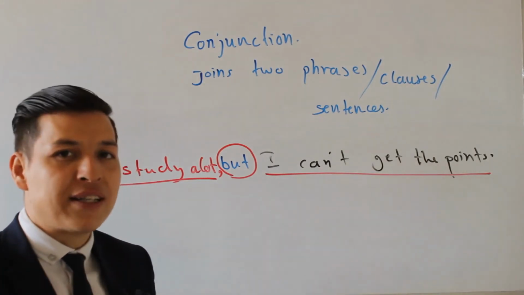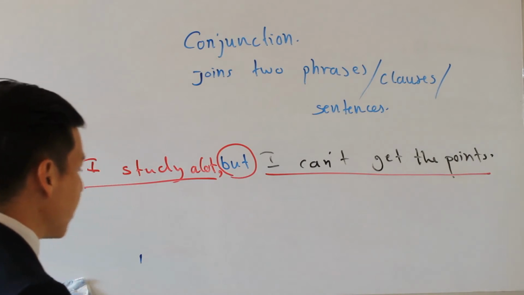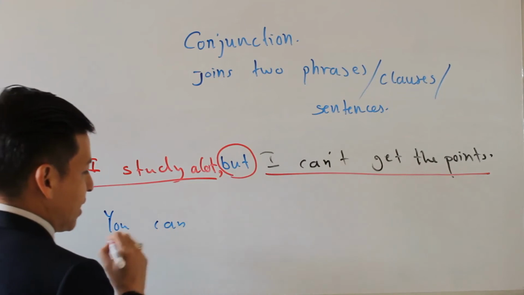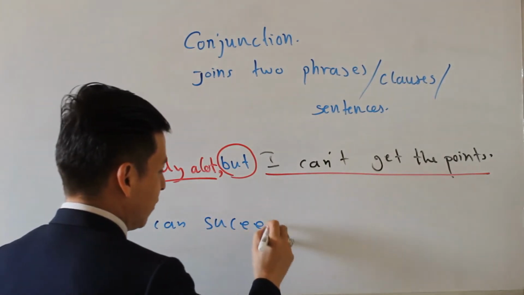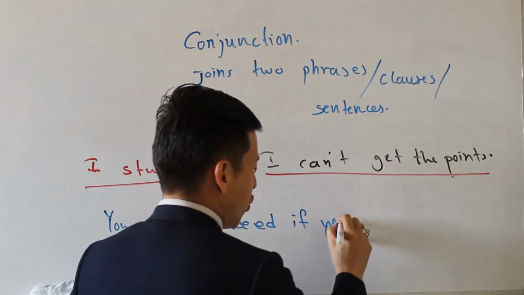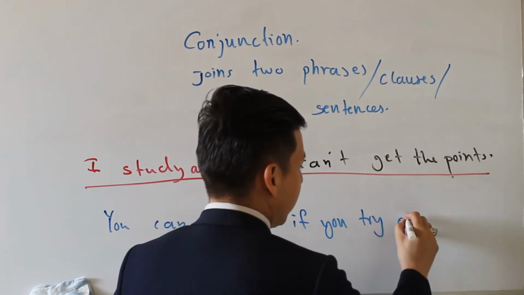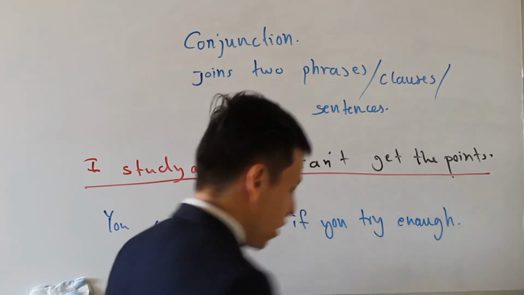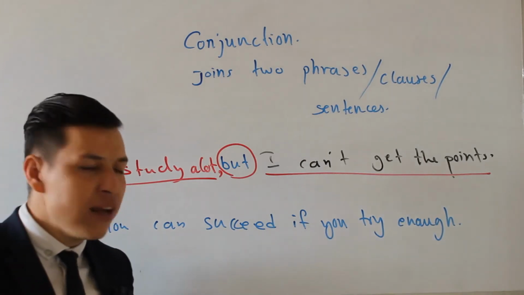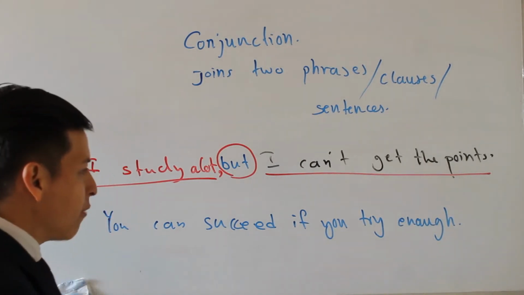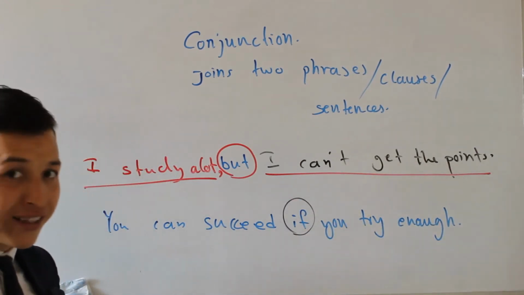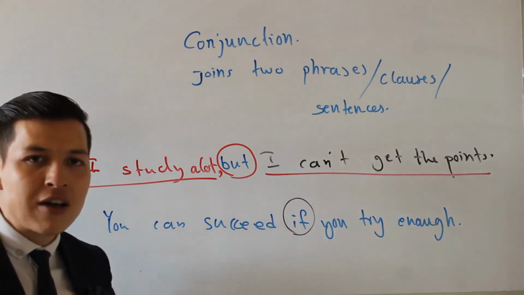Let's have an example of joining two clauses. For example, I say that you can succeed if you try enough. You can succeed if you try enough. And here we have the conjunction if, that joins our clauses to each other, two independent clauses.